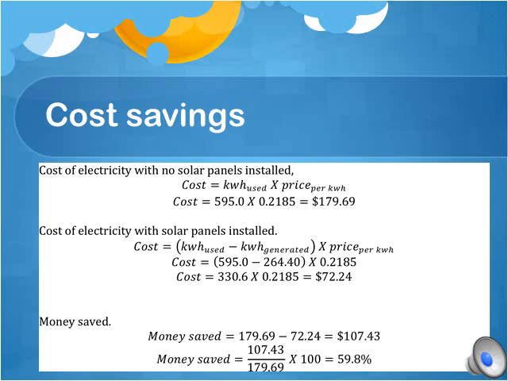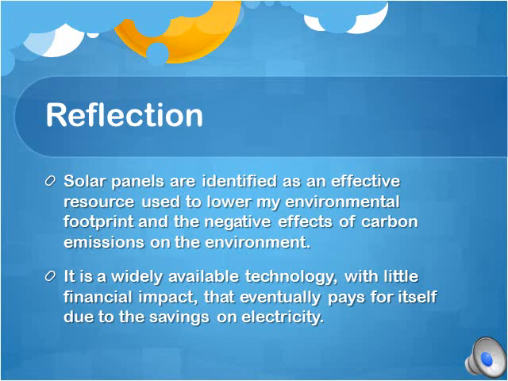This is worked out by the formula at the bottom of the page: the amount of money saved divided by the cost of electricity used without the solar panels, multiplied by 100. In order to solve the problem of how to lower my environmental footprint and the negative effects of carbon emissions on our environment, solar panels are identified as an effective resource, a widely available technology with little financial impact that eventually pays for itself due to the savings on electricity.